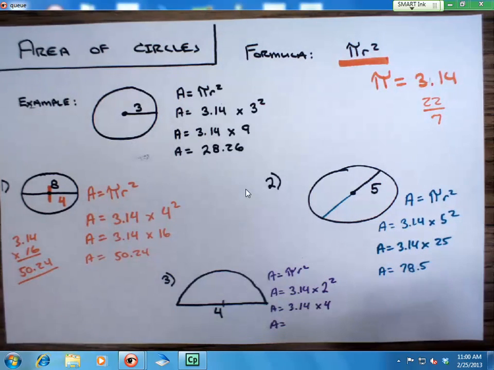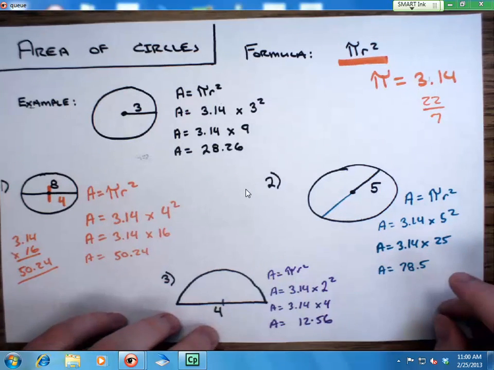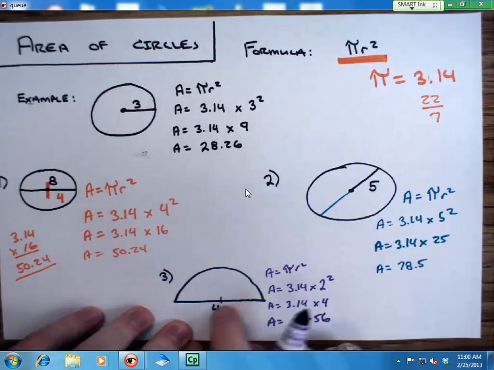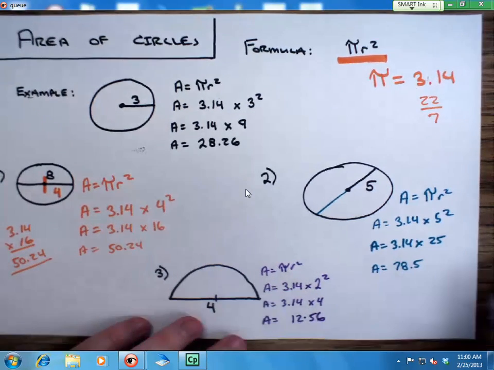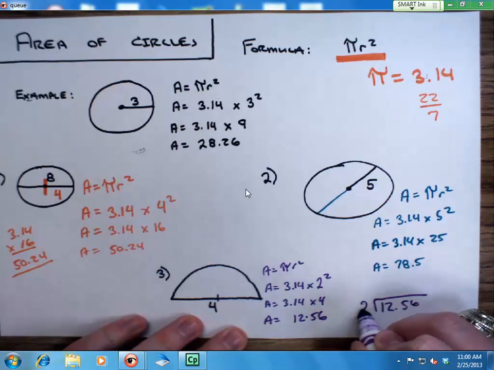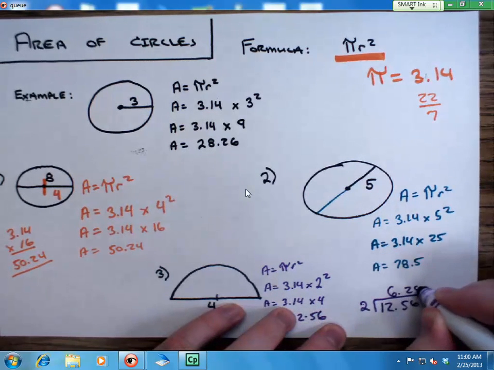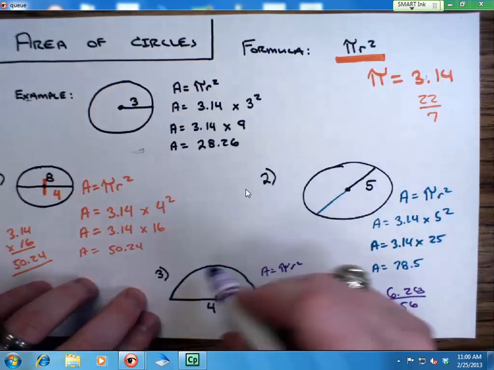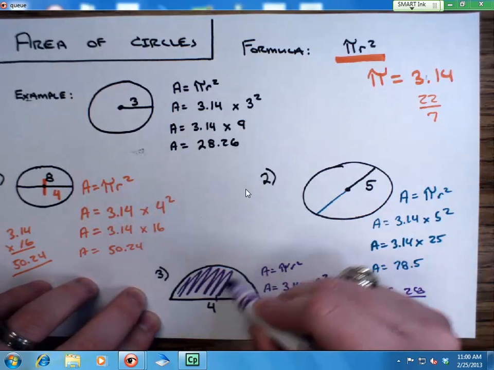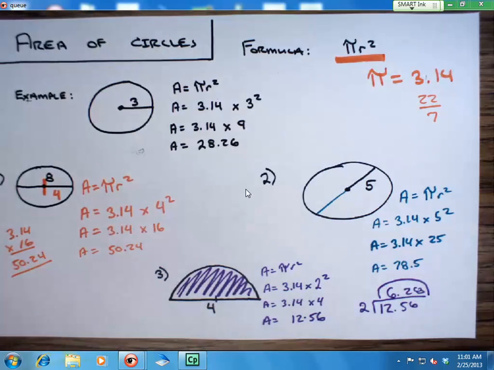which is going to give me 12.56. But I'm not done yet with that because now I have to take my 12.56 and divide that by 2 because I really only want half of this circle. Now, when I divide that by 2, that's going to give me 6.28. So my area for this half of a circle right here is going to be 6.28.